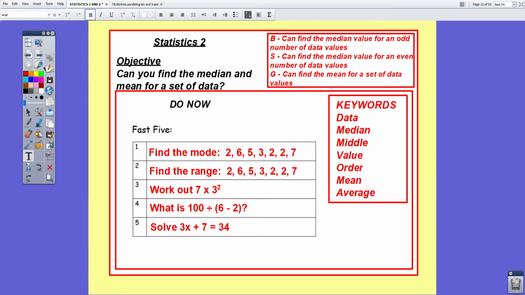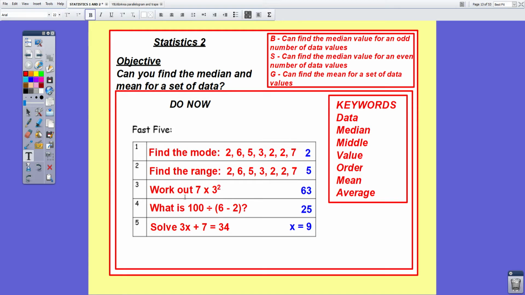Okay, let's have a look at the answers. The mode, if you remember from yesterday, is where you find the most frequent value in the list of data. And here we have 1, 2, 3 number 2s, therefore our mode is 2. The range, question 2, the range is the highest value, which is 7, take away the lowest value, which is 2, so our range is 5.